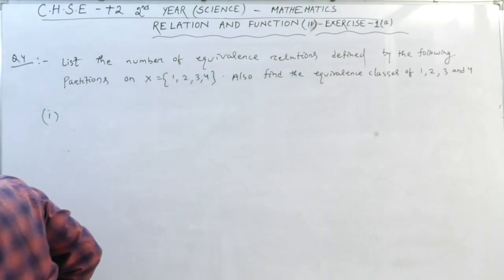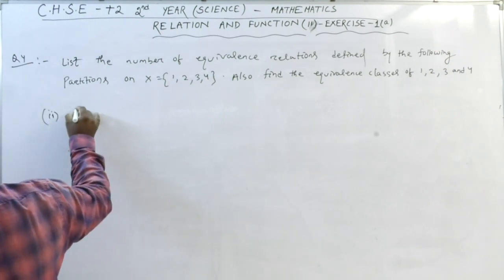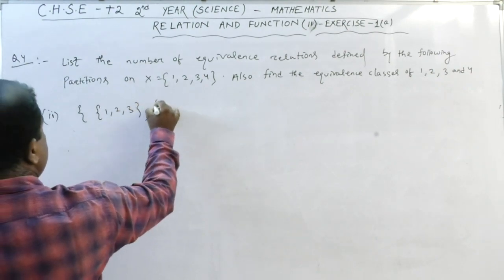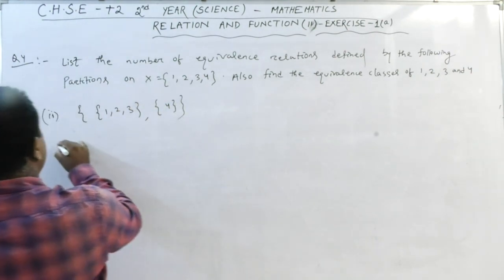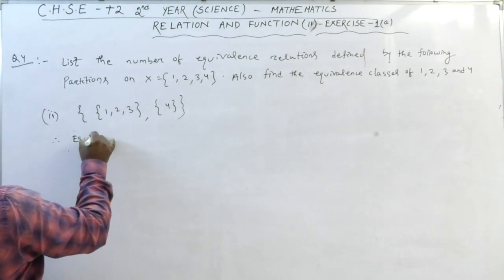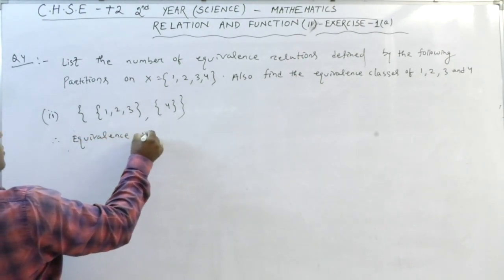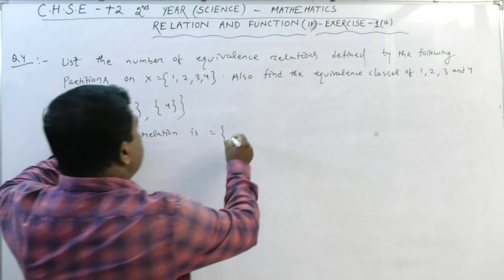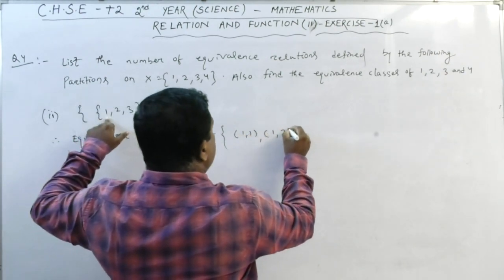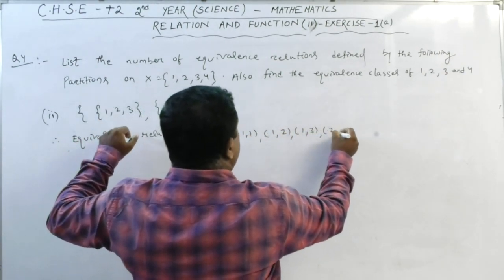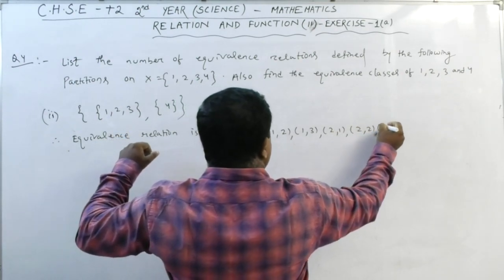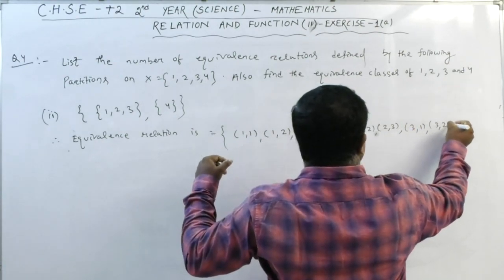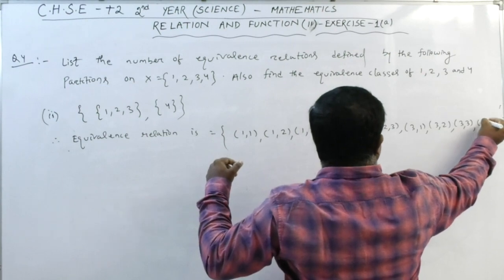The next one is given as this partition: {1, 2, 3} and {4}. So how do we get the equivalence relation? Just make a cross product. So it is (1,1), (1,2), (1,3), (2,1), (2,2), (2,3), then (3,1), (3,2), (3,3), and for 4 it is (4,4). Okay.